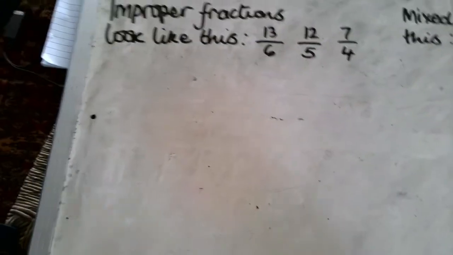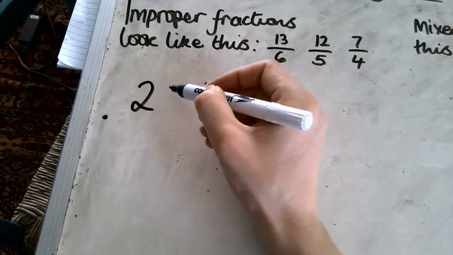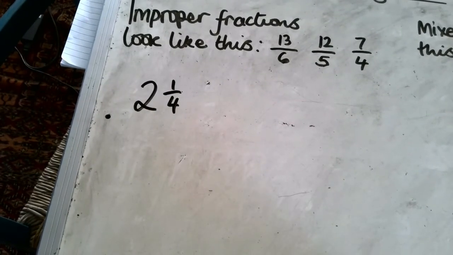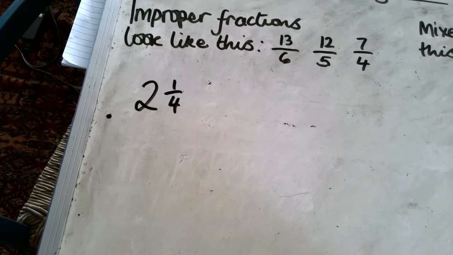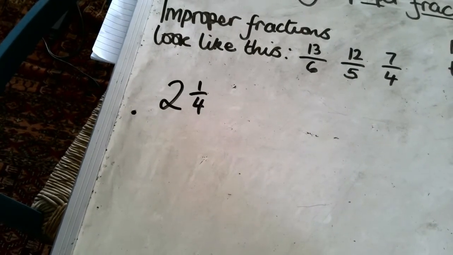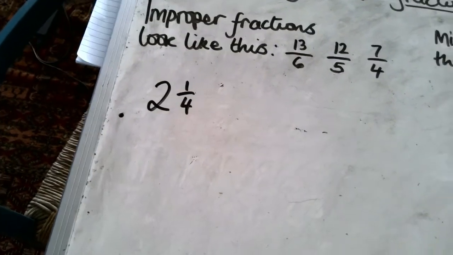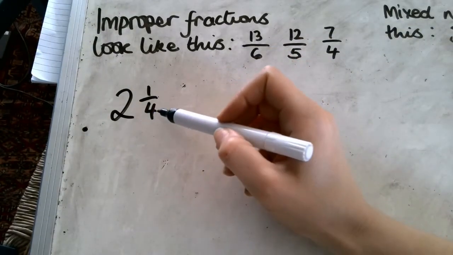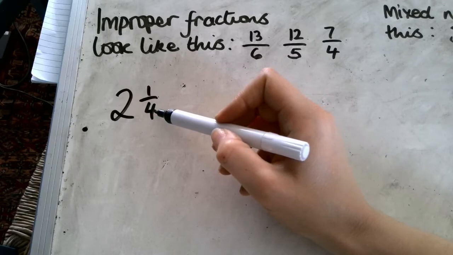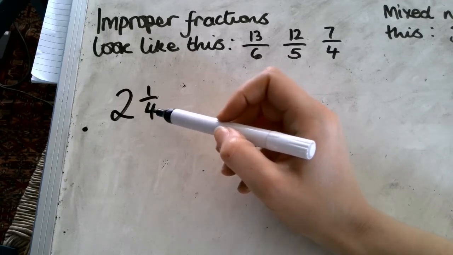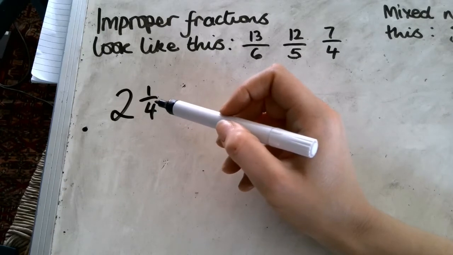Okay, so let's say we have 2 1/4. That's a mixed number, and we need to convert that into an improper fraction. How are we going to do that? Well, what we're going to look at first is our whole number, our integer, which is 2. Now we then look at the denominator of our fraction, which is 4. So we are dealing with fourths or quarters.